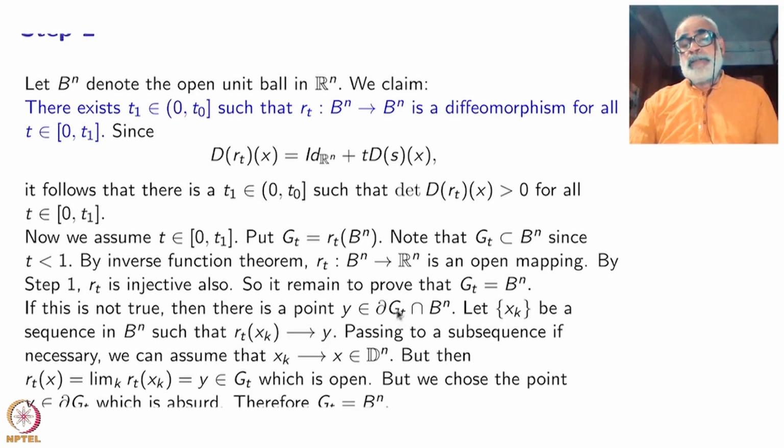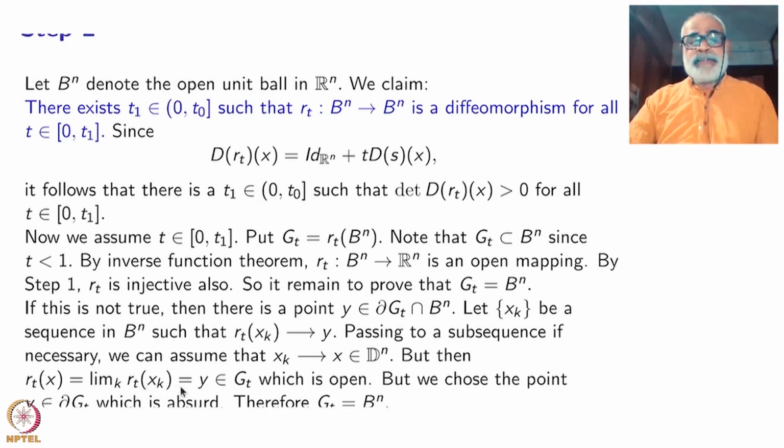Okay, because they are elements of GT. Rt of xk will be an element of GT, so they converge to y because y is on the boundary of this set. Passing to a subsequence, if necessary, we can assume that xk itself tends to some point x inside Dn because Dn is compact, right? But then Rt of x is the limit of Rt of xk, right? Because Rt is a smooth function actually, so it's continuous also.